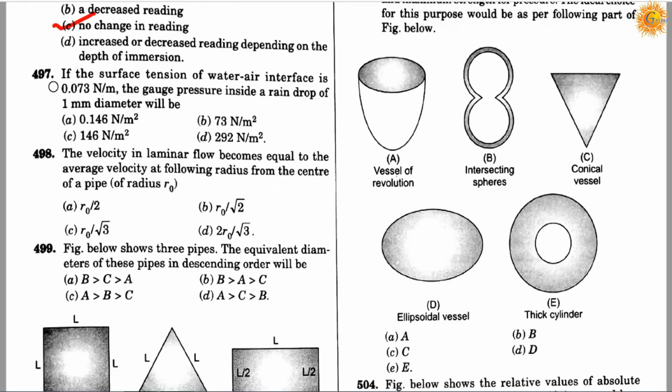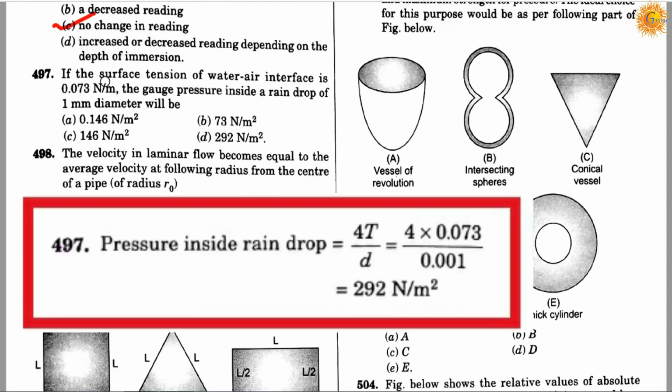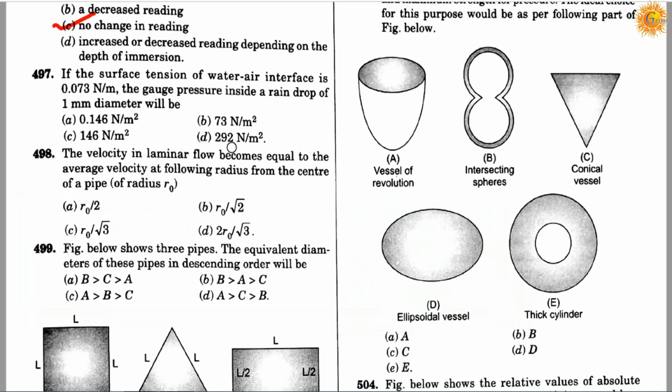Question number 497. If the surface tension of the water-air interface is 0.073 Newton per meter, the gauge pressure inside a raindrop of 1 mm diameter will be: option A, 0.146 Newton per meter square; option B, 73 Newton per meter square; option C, 146 Newton per meter square; and option D, 292 Newton per meter square. So the correct answer is D, it will be 292 Newton per meter square.